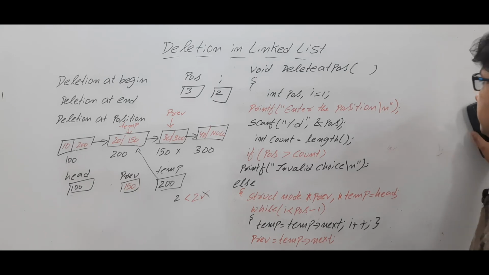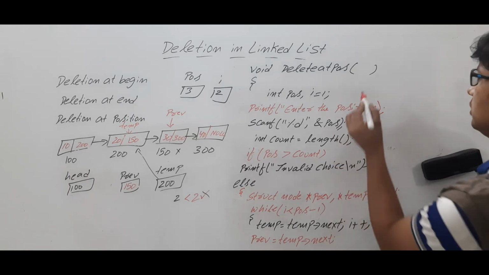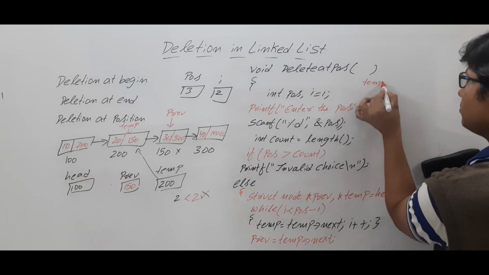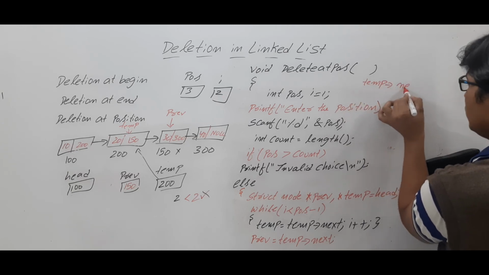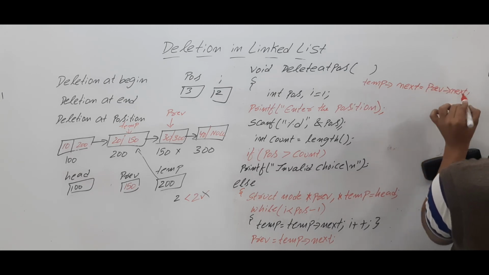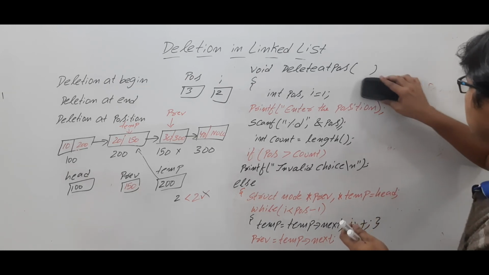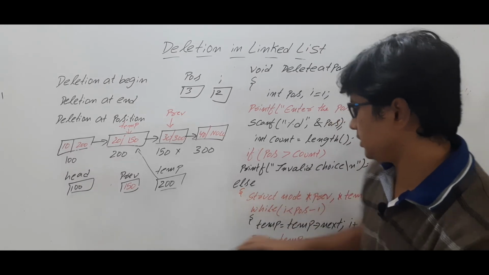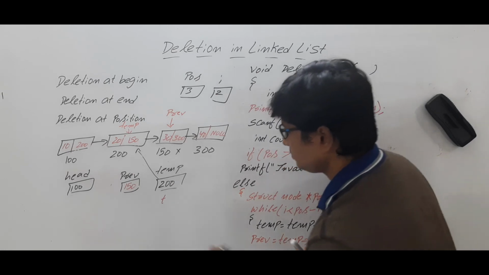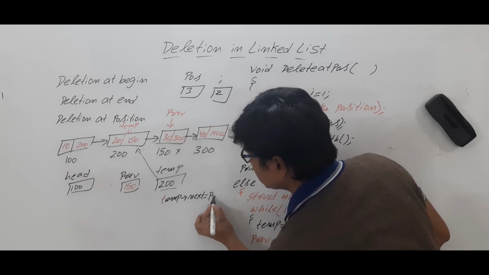So let me write here. Let me make it like this so I can use this space. I hope it is visible for you. Otherwise let me write here so that it will be clear for you. After this one I will write temp of next is equal to previous of next.